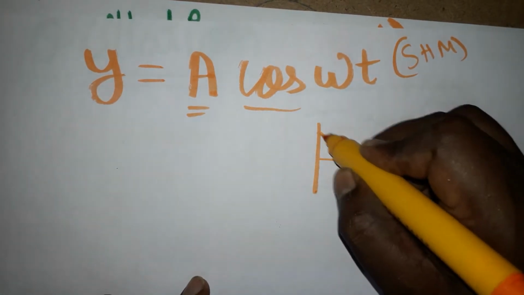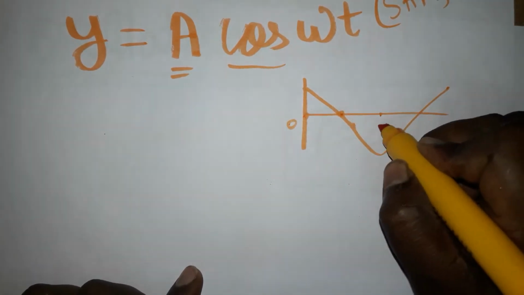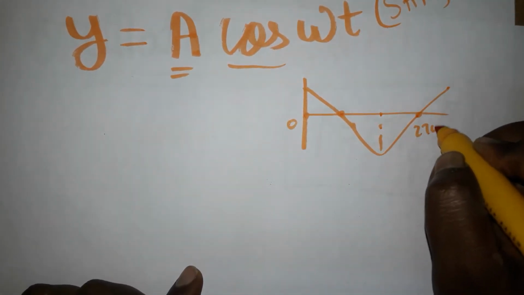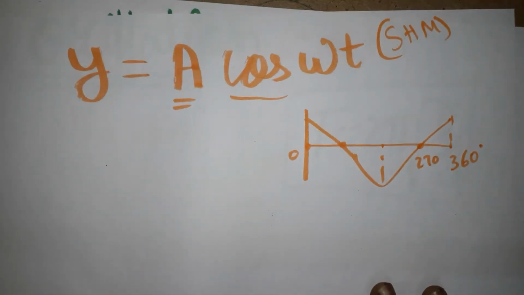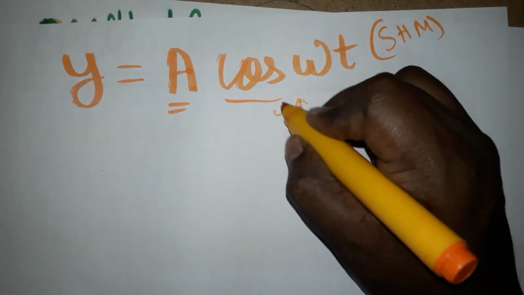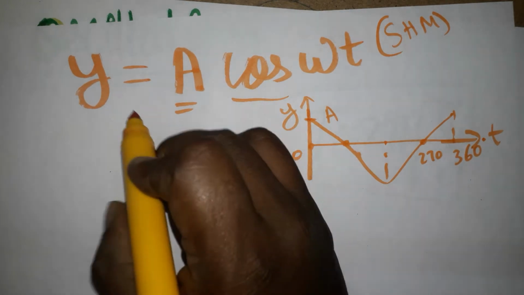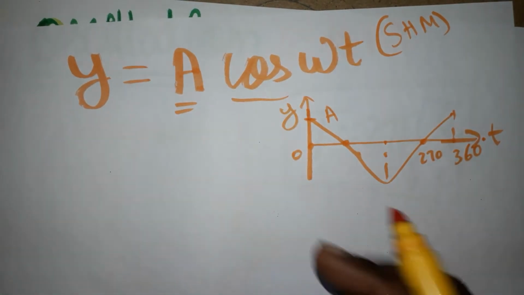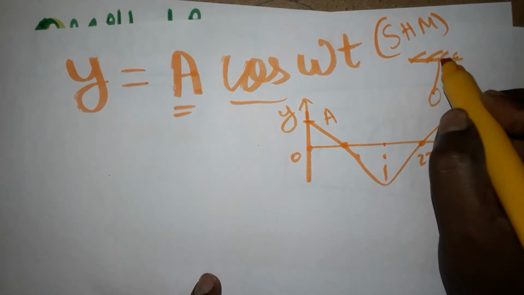So the graph will be like this. It is for 0 degree, 90 degree, 180, 270 and 360 degree. It is representing a cos graph. The maximum amplitude I have taken as a. On this side is the displacement y, and on this side I have taken the time t. So y is equal to a cos omega t, a very simple equation which represents the pendulum oscillation.